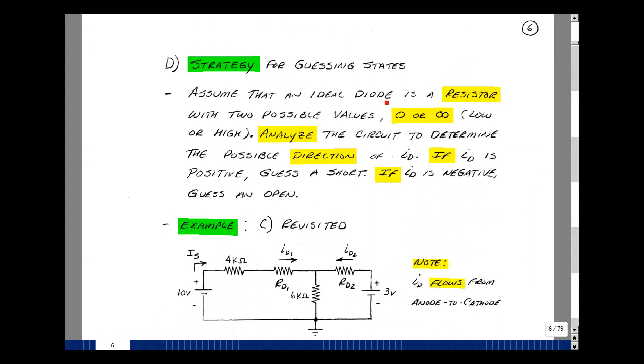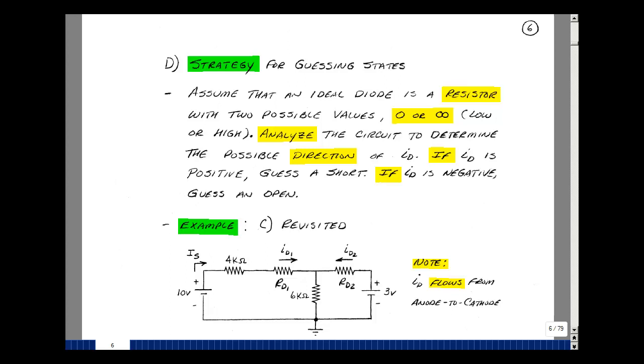Let's take a look at a strategy for guessing the states of the diodes. Let's go back to the ideal diode again and think of it as a resistor. It has 2 possible values, the short circuit and the open circuit. In other words, 0 ohms and infinity ohms. Putting in 0 or infinity in an equation, sometimes you get funny results. Just think of this as a low resistance and this is a high resistance. Or maybe think of this as a milliohm and maybe this is a gigohm. So if I took a look at my circuit and put a resistor into the circuit where the ideal diode is, then we could analyze the circuit and see which way the current is trying to flow.